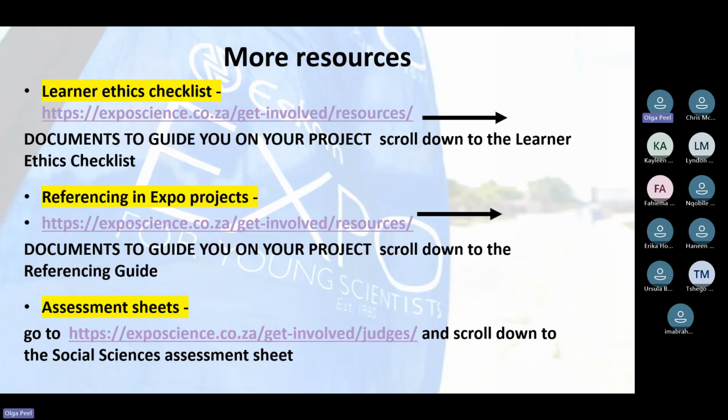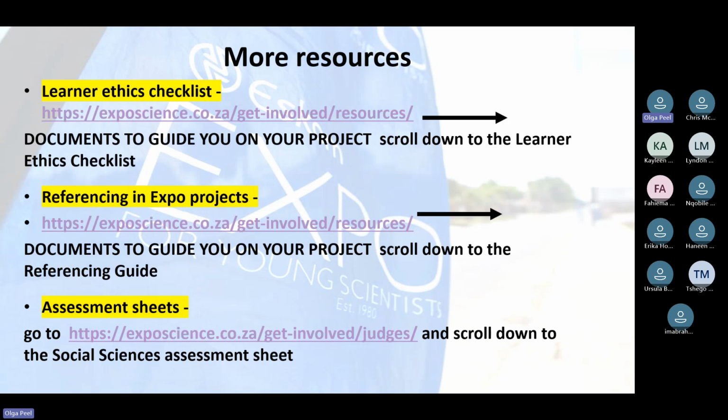Also, the learner ethics checklist is also there. Go to documents to guide you on your project, scroll down and find the learner ethics checklist, especially if you want a new one. There is a guide on referencing in Expo projects. Just go there and find it.